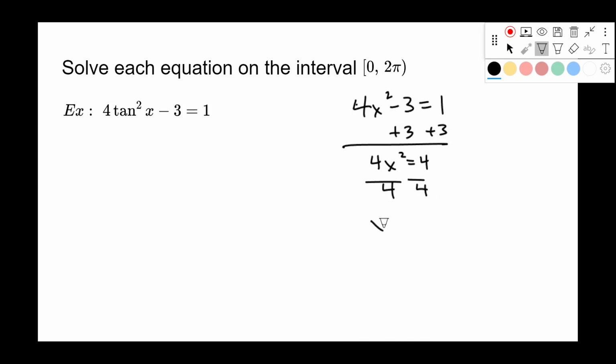Divide both sides by 4, x squared equals 1, and do the square root on both sides and put plus or minus. So x equals plus or minus 1. Square root of 1 is 1.